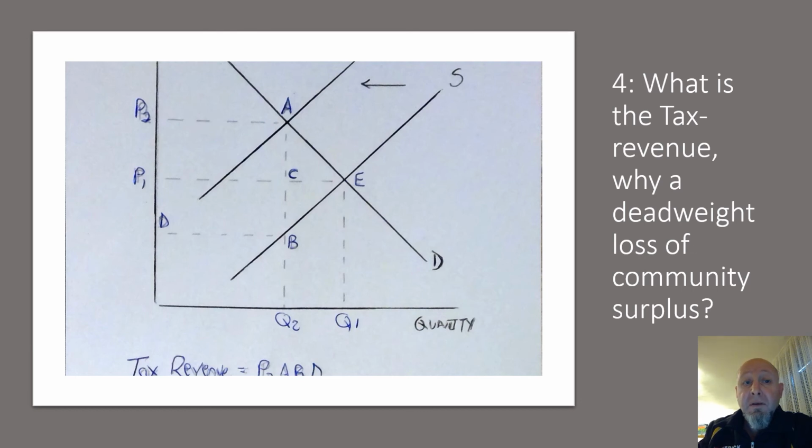The government will earn tax revenue P2ABD. For the government, the indirect tax is gained. For community surplus, a deadweight loss of AEB is experienced. For the consumer, they pay more for less. For the producer, they sell less and must pay over in tax, and thus will have less producer revenue.